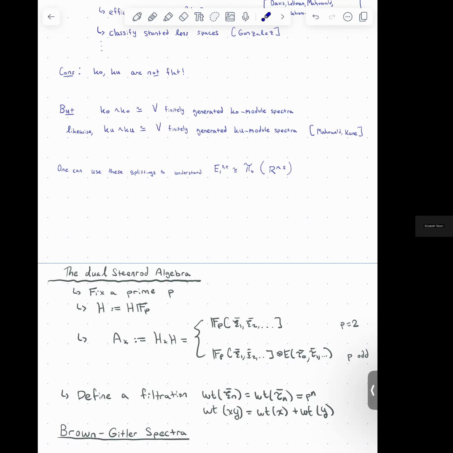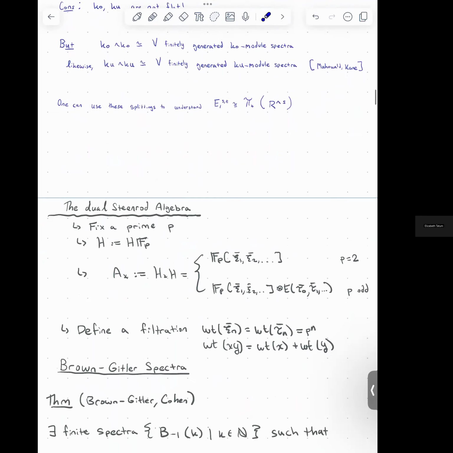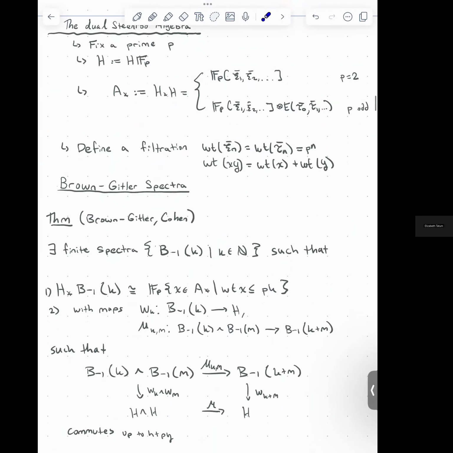Then what you want to do is define a filtration called the weight filtration, where you assign to the monomial xi n weight p to the n, and you assign to the monomial tau n the weight p to the n. And then the weight of xy is going to be the weight of x plus the weight of y. So it's an additive filtration.